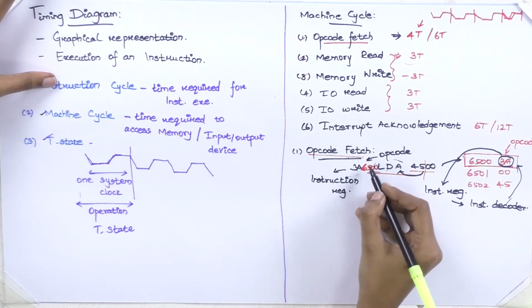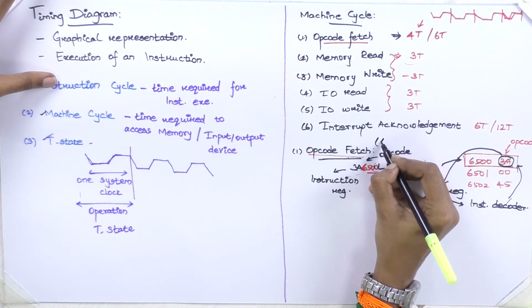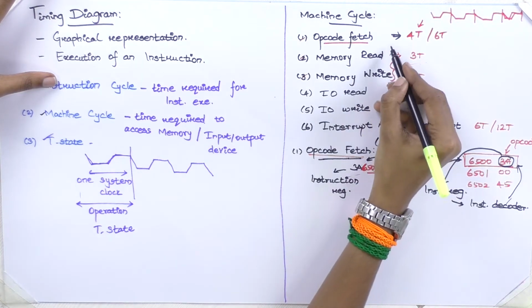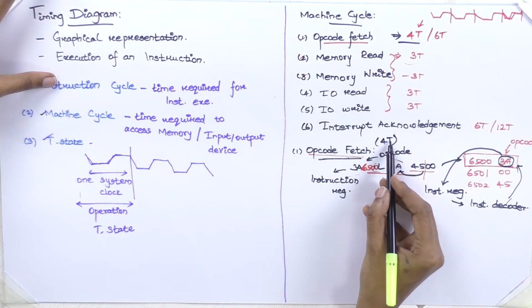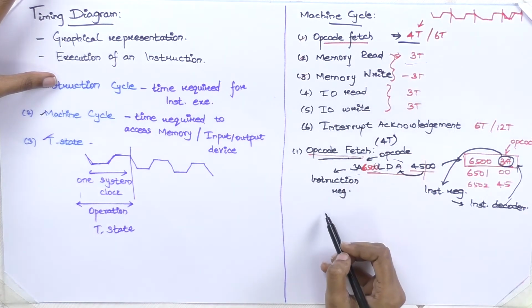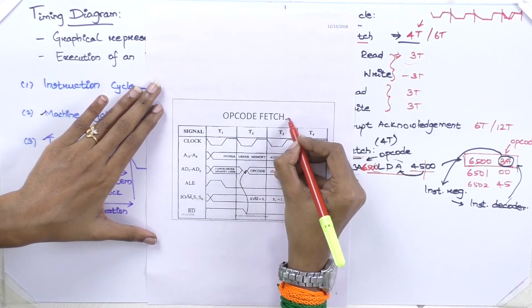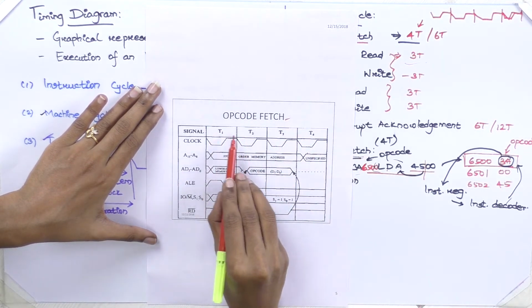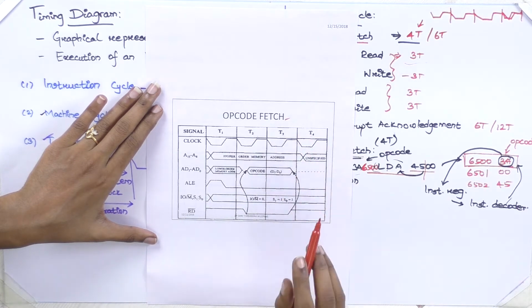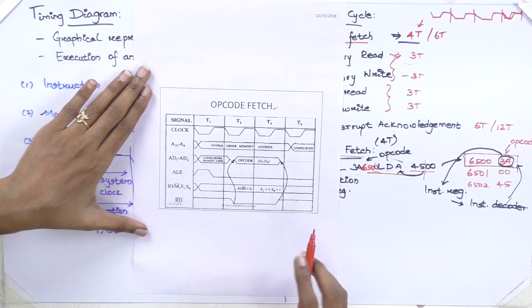Now we will see, it occupies 4 T states, as we have seen here. How it occupies 4 T states, that we will see now. This is the timing diagram of opcode fetch, which has 4 T states: T1, T2, T3, T4.